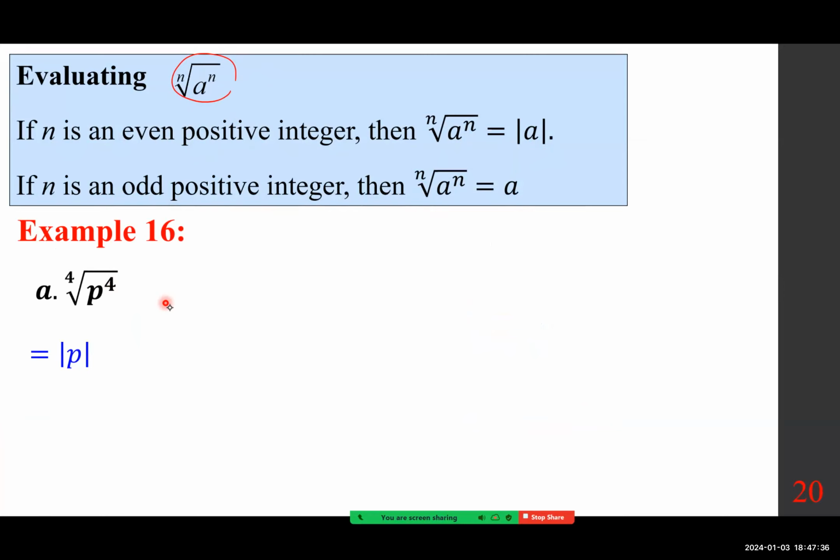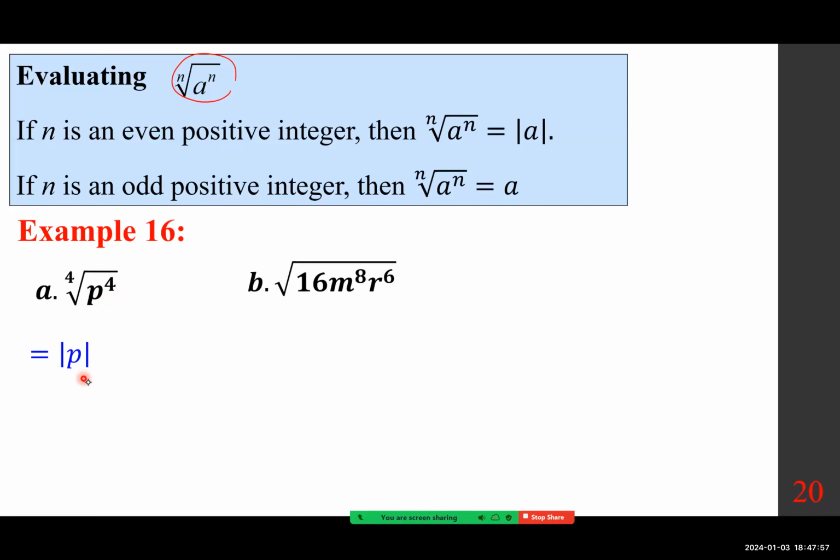And here's the reason. You do the order of operations. First, when you raise p to the power of 4 it becomes something positive, and the fourth root of a positive number is positive. That's why you put it in an absolute value. If they said variables represent positive entities, then you don't have to write this.